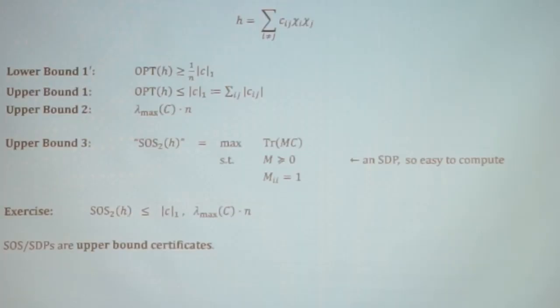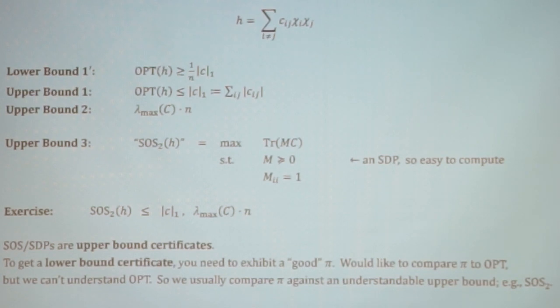So when you make this SOS relaxation, this SDP relaxation, the inherent nature of it is that it's an easy to compute number, which is an upper bound on your answer. It's like a certificate that the optimum value for this H is at most the number that it spits out. And that's good to have, a certified upper bound on the optimum of H.